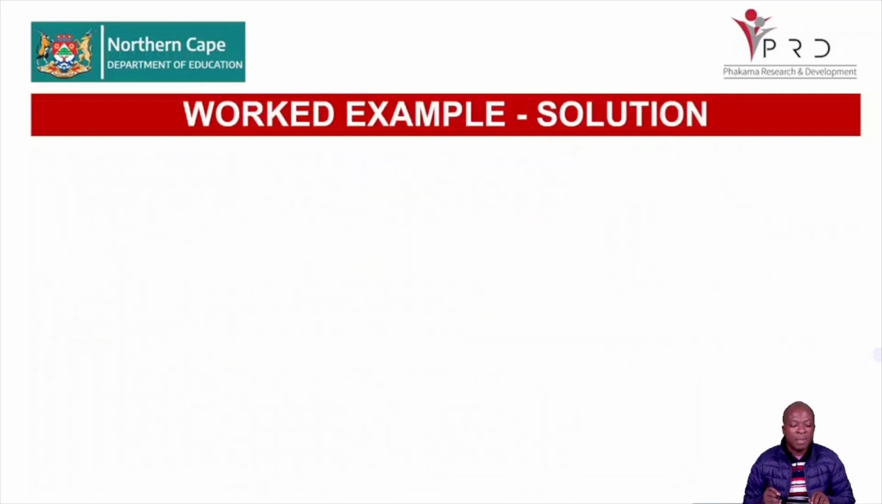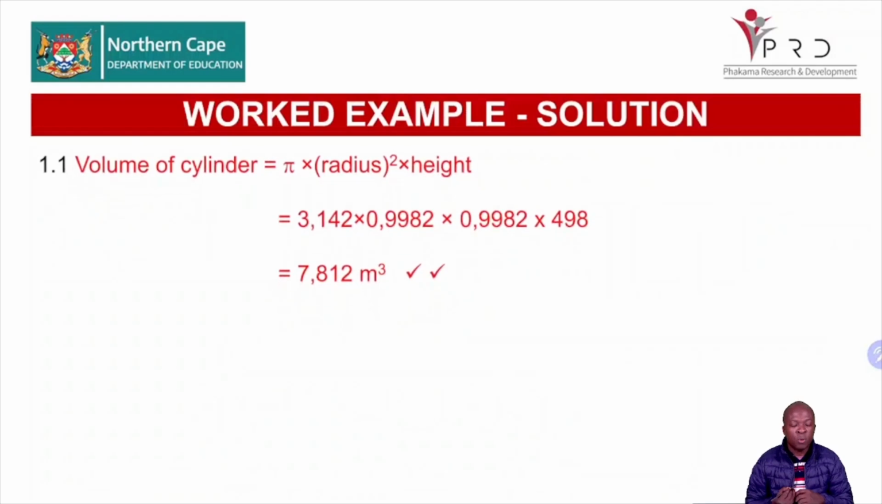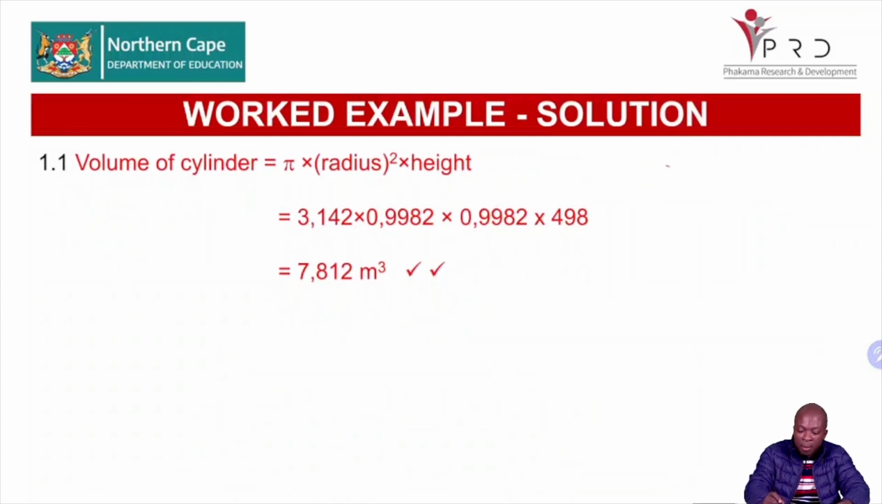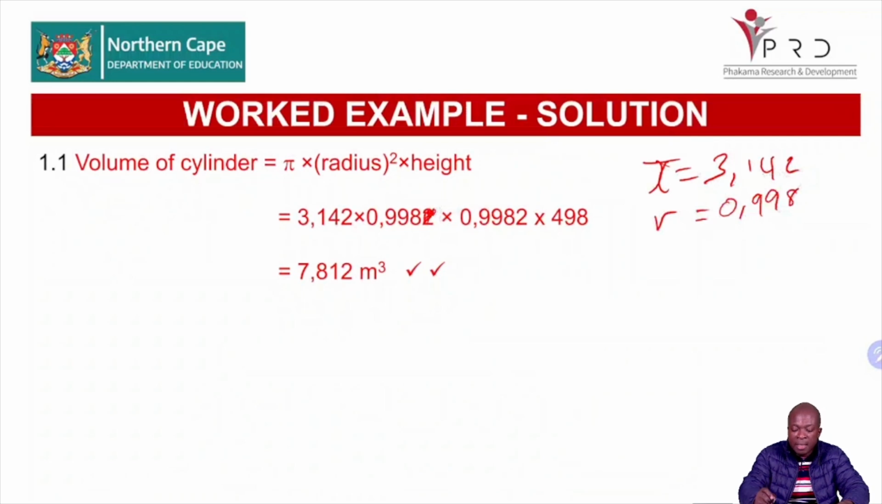All right, welcome back learners. This is how you're supposed to consider it. The examiner gave you the formula: volume of a cylinder equals pi r squared h. One of the ways you can work is to write down the values. Pi is 3.142. Your radius is 0.998, not 2, because it was squared, so 0.998 and also 0.998, and the height will be 2.498.